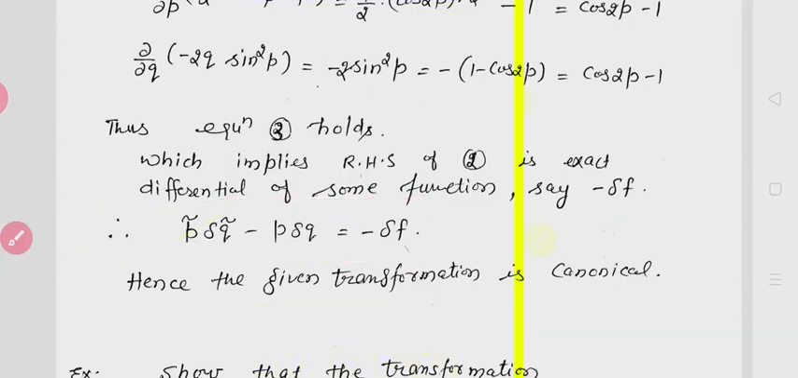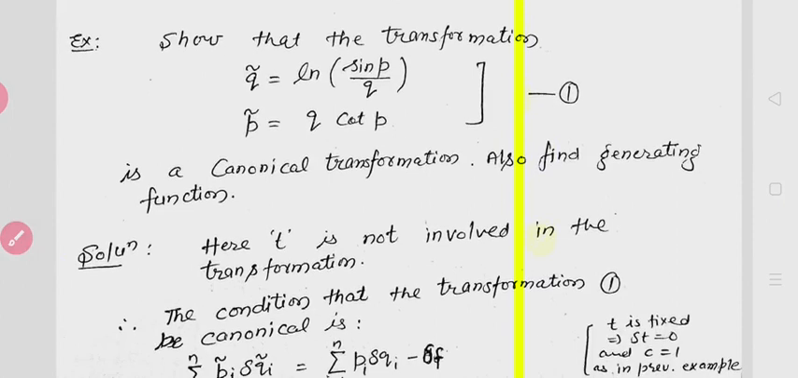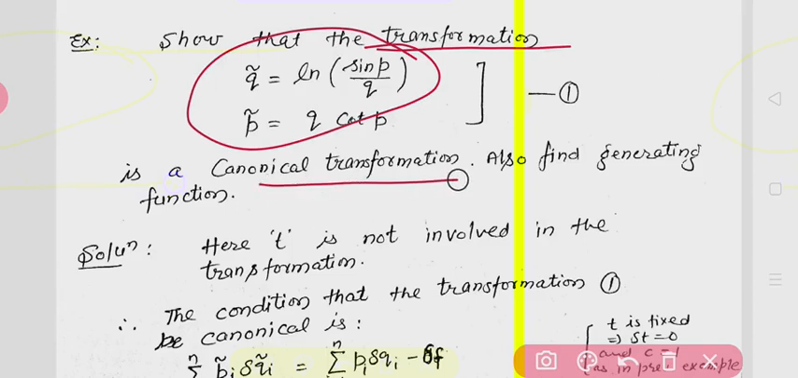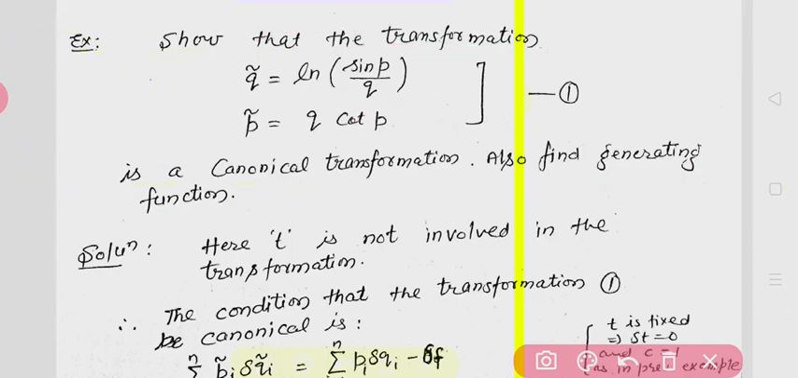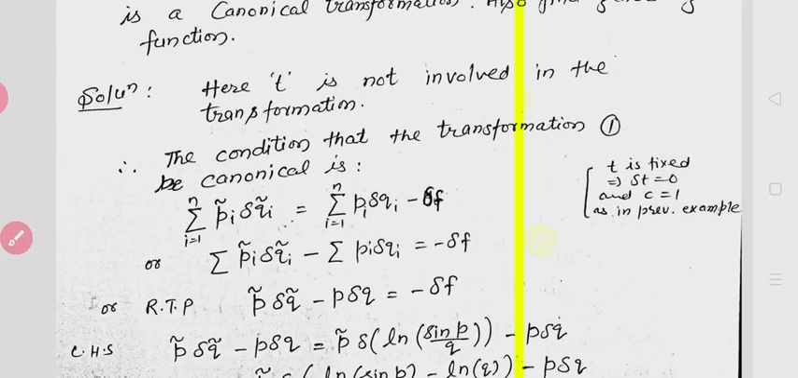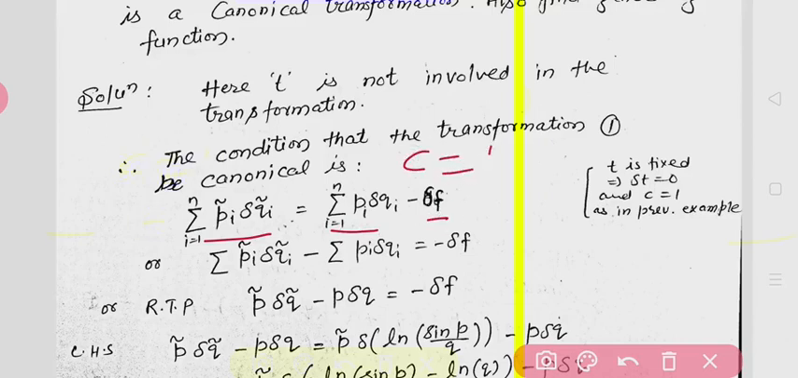Similarly, there is a next question. What is over here? You have to show that the transformation, this one, is canonical. Also you have to find out the generating function. So similarly here you can check t is not involved in the transformation, that means t is fixed. If t is fixed, delta of t will be 0. So I will write down this one: p is summation p_i delta q_i minus H delta t, but delta t is 0, so I will not write it here, and that will be there minus delta f. I have taken over here c as 1. c को हमने 1 लिया है यहाँ पर, because c is some constant, so I have taken c as 1.